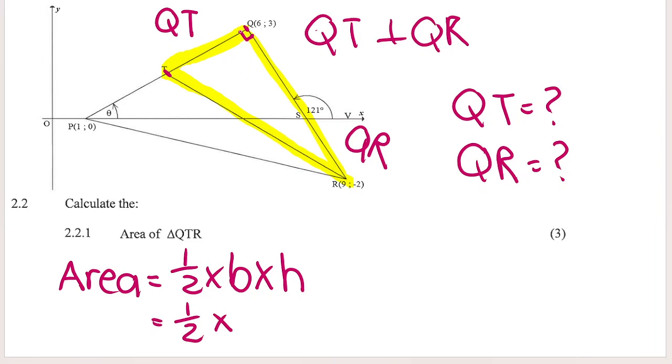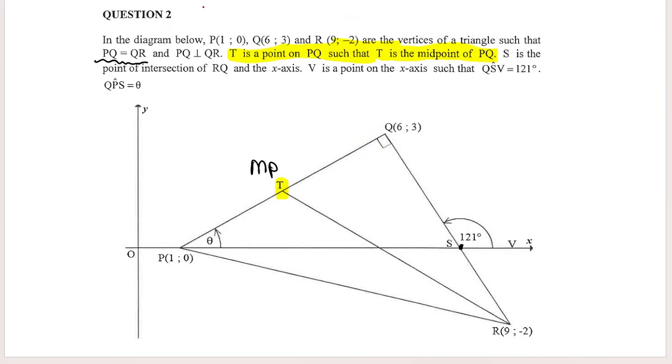So let's pretend that QT, this over here, is my base. So half times the length of QT, times the perpendicular height. If QT is my base, then this length over here, QR, is my perpendicular height. So I need to find QR and QT. First thing that we're going to do is revisit the paragraph that they wrote over here about this question. They say this very important piece of information, which I did mention earlier: PQ is equal to QR. And remember, we said QR is one of the lengths that we need.